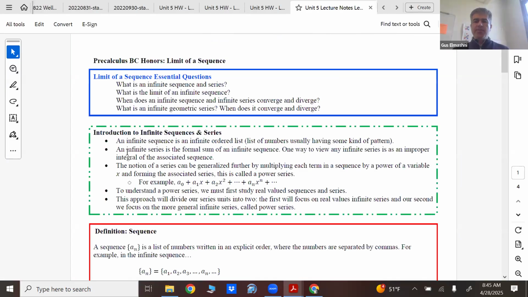Okay, there's a lot of words here. Don't worry so much about the words. But we are going to talk about what is an infinite sequence or series. We'll talk about the difference between a sequence and a series. A sequence, as I think I already mentioned, is just a list of numbers. A series is when we add up those lists of numbers. Infinite means goes on forever.